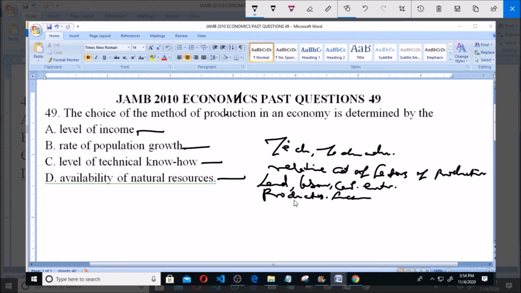So based on this, option C, level of technical know-how, is the correct answer.